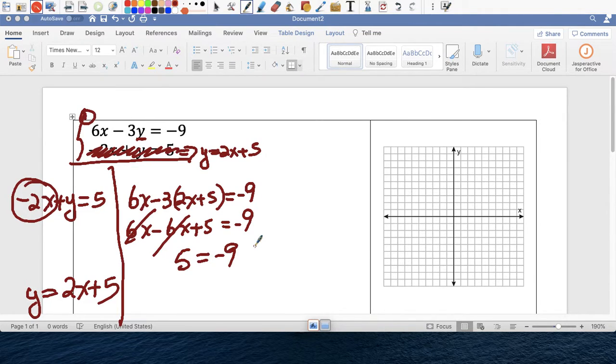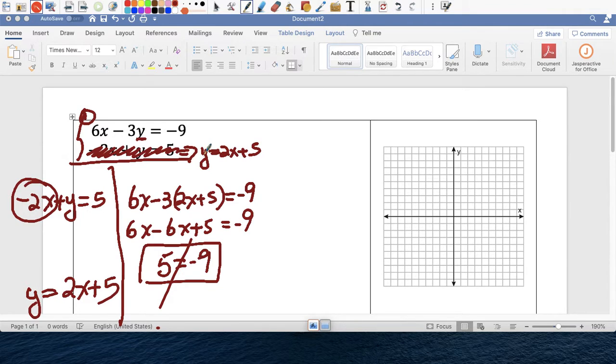So, obviously, 5 is not negative 9, and if you go back a step, there is no value of x that I can substitute here. Whatever I multiply this 6 by, I have to multiply this 6 by, so whatever x value I put in there, they will cancel each other out. So something weird is happening here. There is a little problem with these two equations. That's giving you a hint that they will never ever meet.